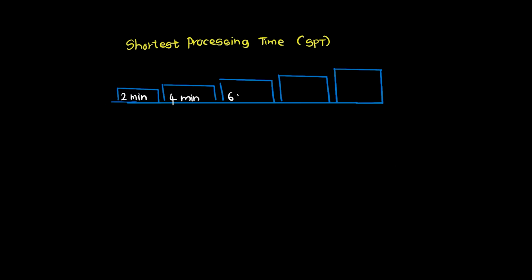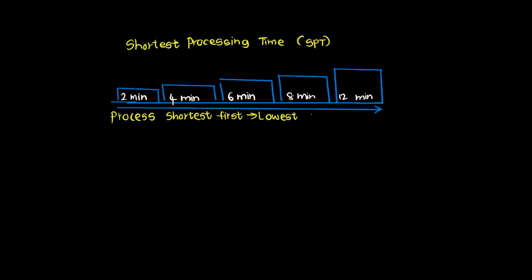By knocking out short jobs first, you reduce the number of customers stuck waiting while a long job blocks the machine. Mathematically, this approach produces the lowest average flow time. And that means the lowest average wait across all customers.